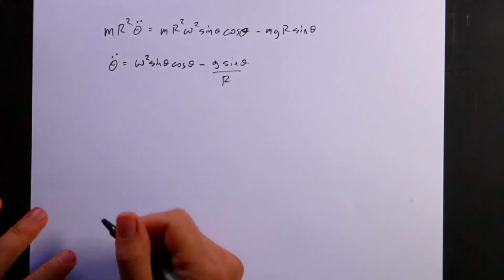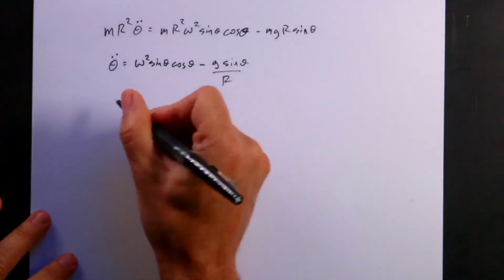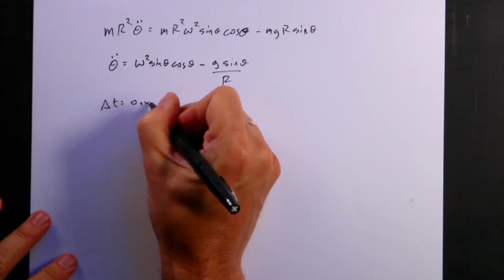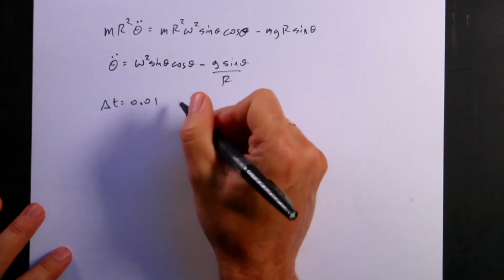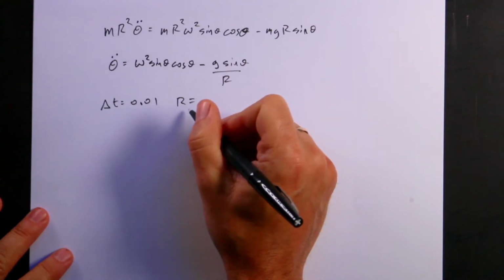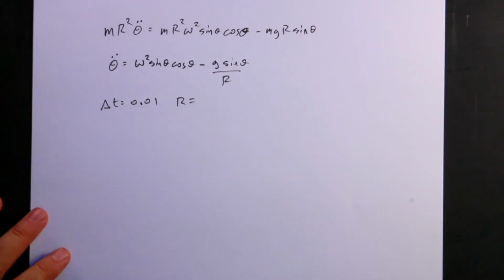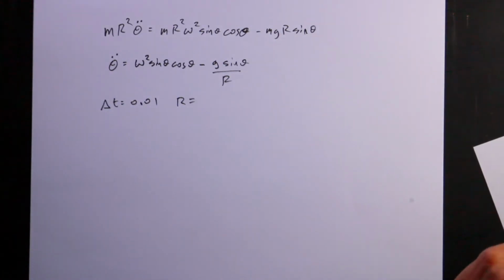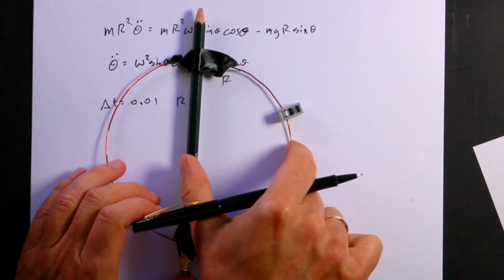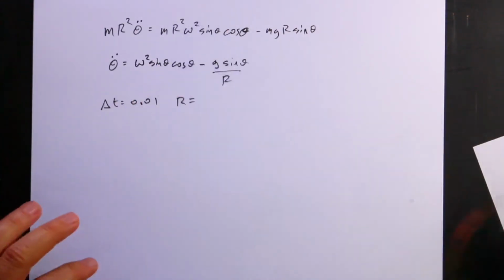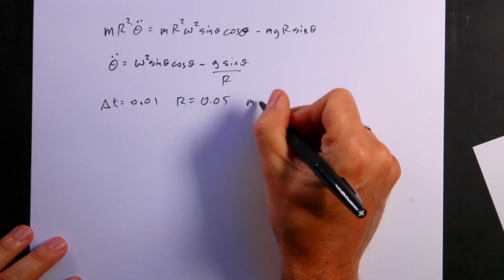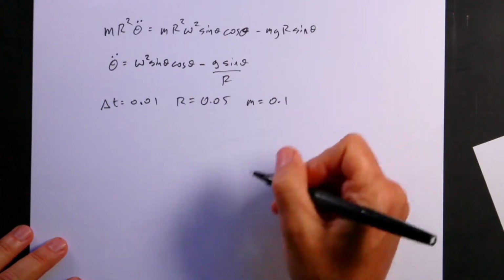Here's where we're going to do numerical calculation. Suppose that I take a small time interval, delta t equals 0.01 for right now, and I need some values. So I need r equals, how big is my thing? What if I use this? Okay, so this was, what's that, 5 centimeter radius? Let's just say 5 centimeters. So 0.05. The mass doesn't matter, but let's say that's 0.1.